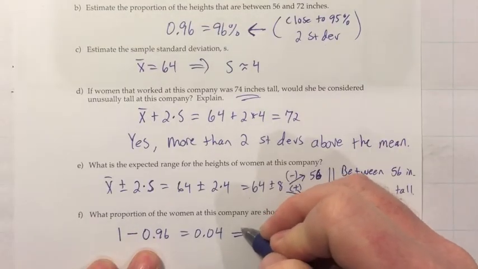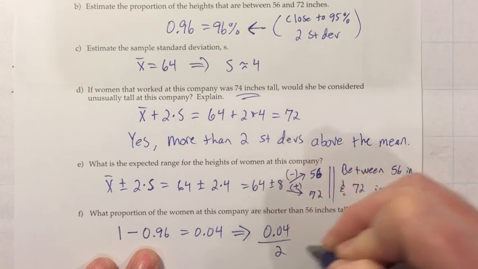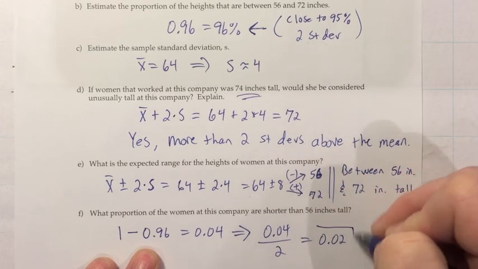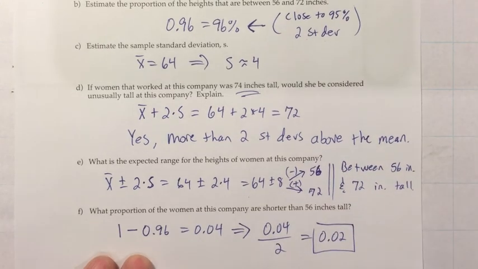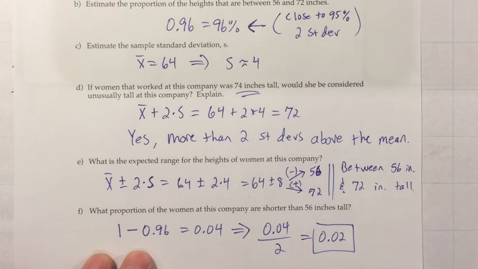So if I just want the area on the left, I need to take that 0.04 and cut that in half, and that would be 0.02. So I would guess that the proportion of women at this company that are shorter than 56 inches tall is 0.02, or 2% if they ask you to interpret it as a percentage.